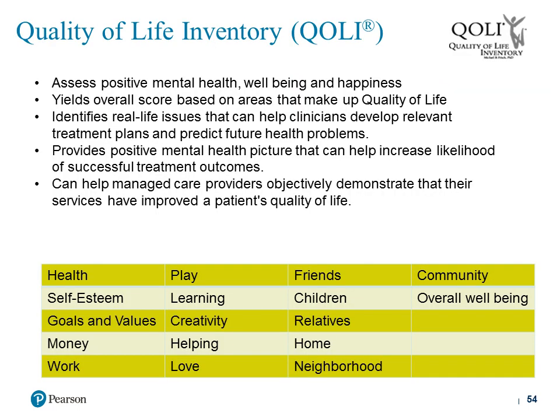And the next one I want to talk about is we call it the QOLI, the Quality of Life Inventory. It is to assess positive mental health and help guide clients to a happier life. It's pretty brief also. It's comprehensive, though. It assesses positive mental health, well-being, and happiness. It provides an overall score that's based on the 16 areas that are thought to make up quality of life, including things like love and work and play.